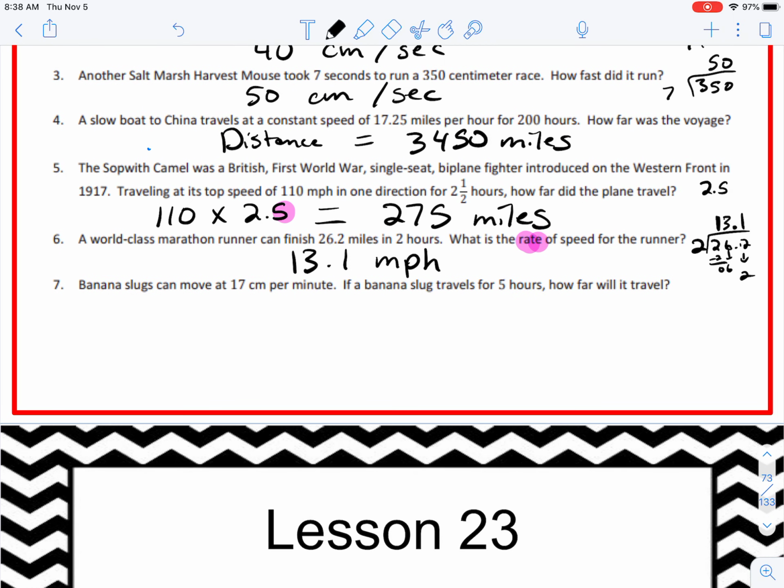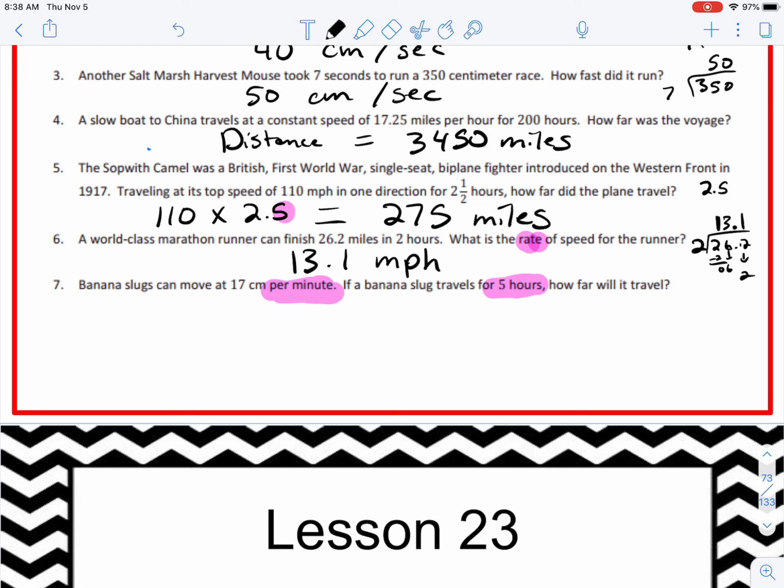All right, guys, last one, number 7, and it's the most tricky, okay? It says banana slugs can move at 17 centimeters per minute. The key word here is per minute. If a banana slug had traveled for 5 hours, how far will it travel? Well, we're looking for distance, but we can't just multiply 17 by 5 because 17 is talking about how many centimeters it goes per minute.